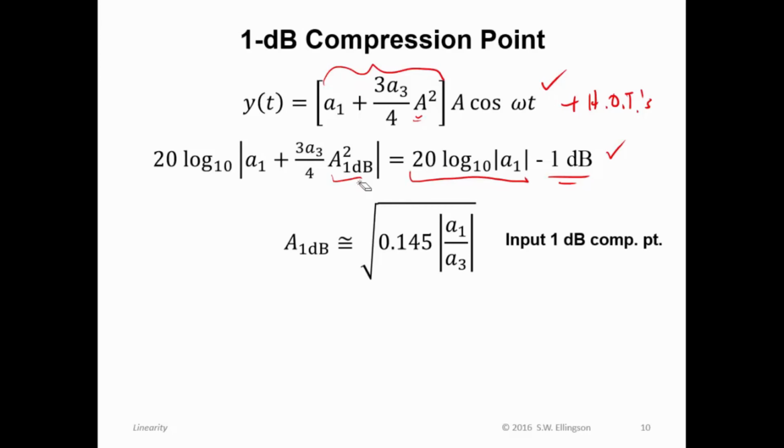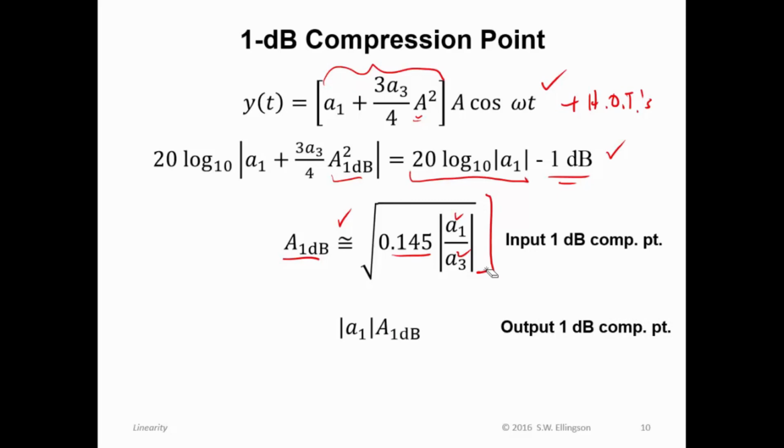It turns out the input 1 dB compression point is approximately equal to the square root of 0.145 times the magnitude of the ratio of A1 to A3. So as A1 gets bigger and bigger, the 1 dB compression point gets bigger, but as A3 gets bigger and bigger, that 1 dB compression point gets smaller and smaller, which is exactly the behavior you'd expect. And again, remember this equation applies only to the third order polynomial nonlinearity model with sinusoidal input.